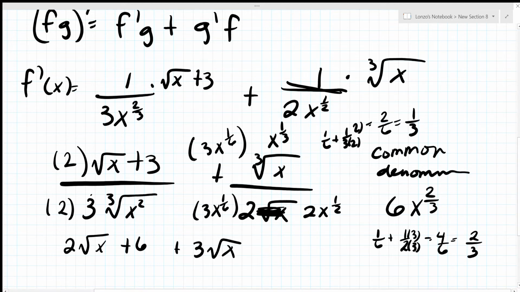2 plus 1 is 3, so 3/6, which reduces to 1/2. Duh, that's where I made a mistake. So that's like saying x to the 1/2, right? Times 3, so 3 times x to the 1/2, that's like saying 3x to the 1/2. That's your final answer, and that's equivalent to saying 3 times the square root of x. There.